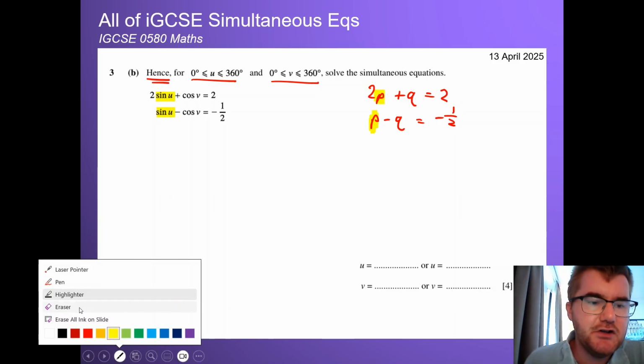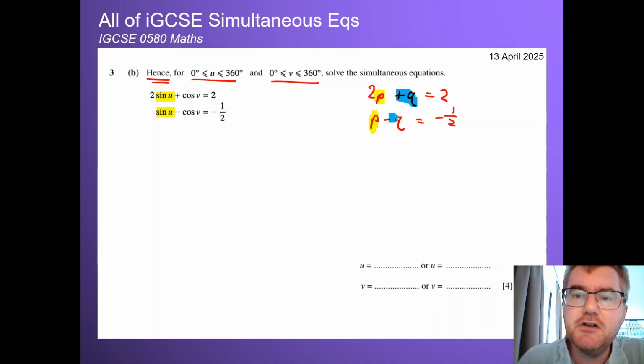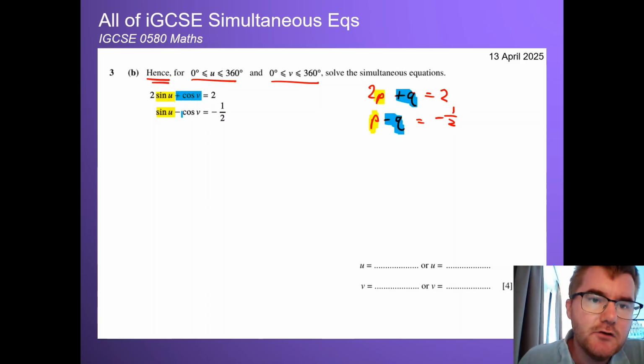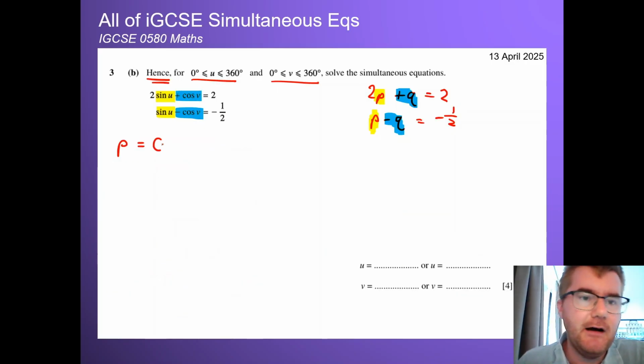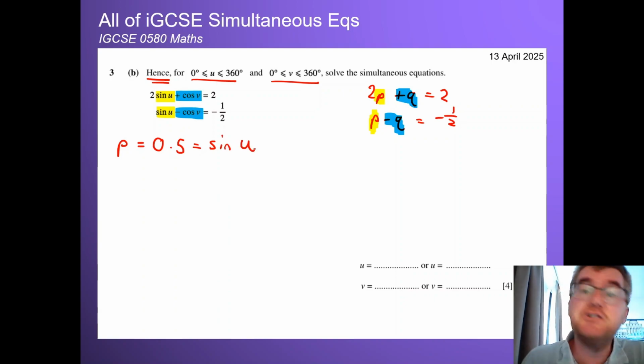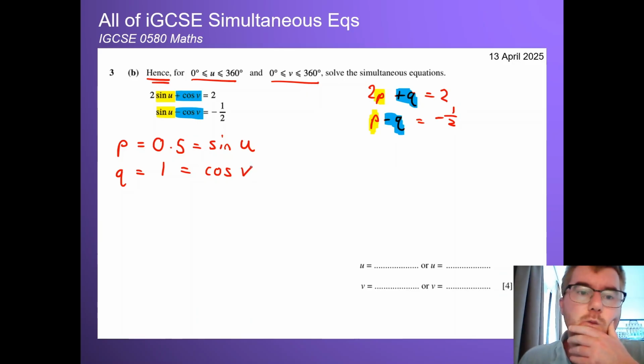And instead of having q, let's get the trusty highlighter and go with a different color. Instead of having q here, we actually have cos v. So we can take our answers of p, which is the really clever thing about this question. p was equal to 0.5, and that's just the same here as sine u. So we've actually already solved this equation. q here was equal to 1, and that's equal to the cosine of v. So we've got some equations we can work with.